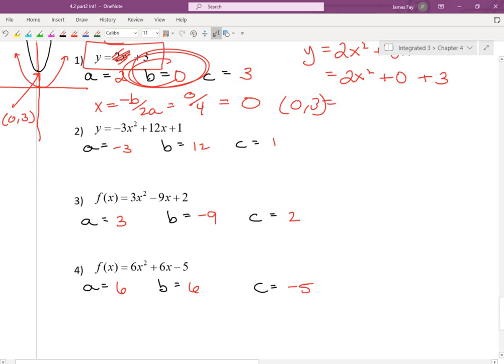So help me out here on this next one. What is the x coordinate of the vertex here? x equals the opposite of b over 2a. So what's the opposite of b?